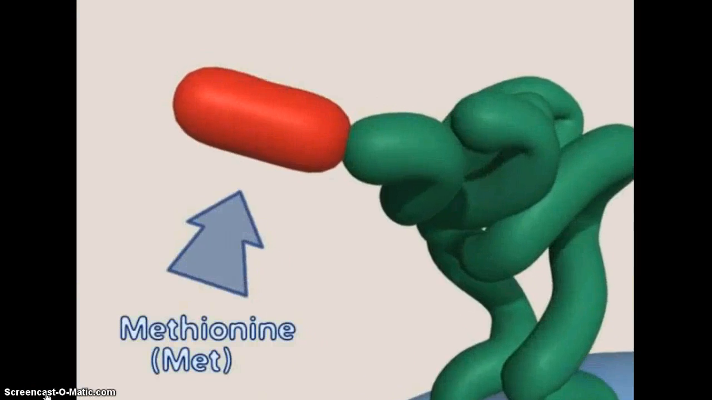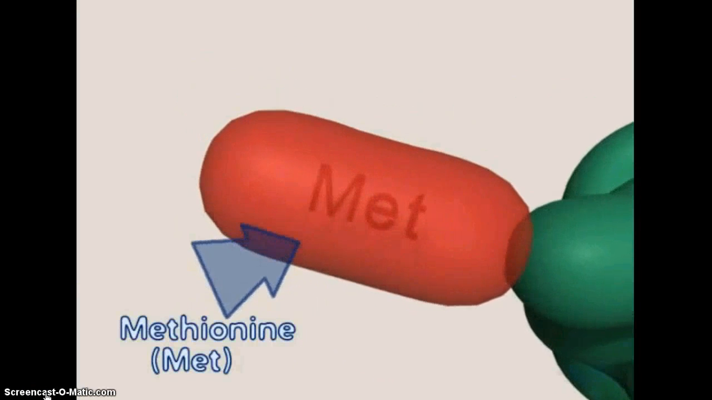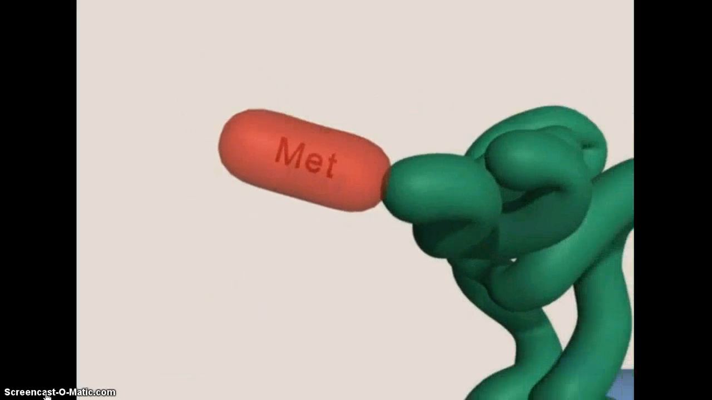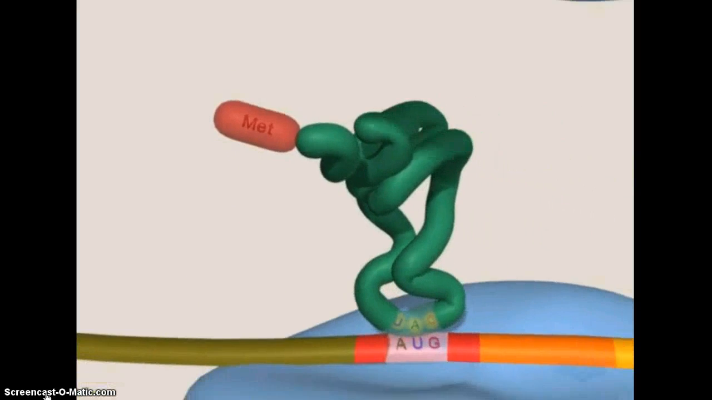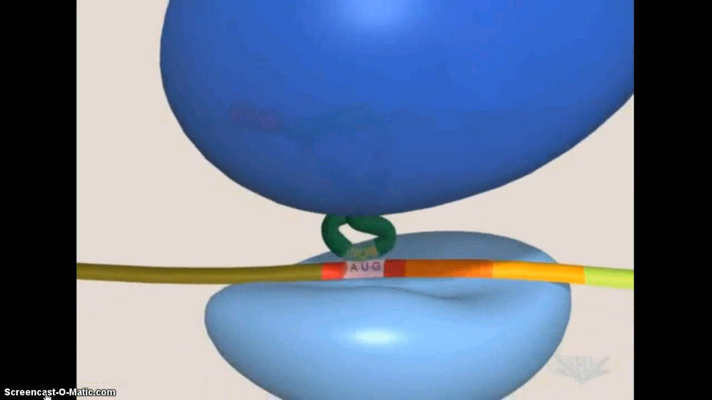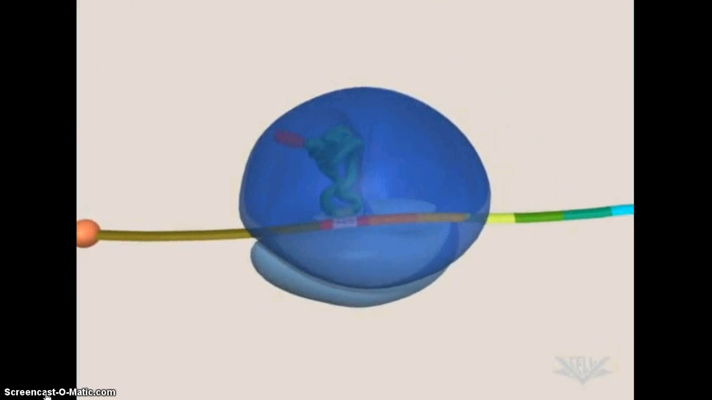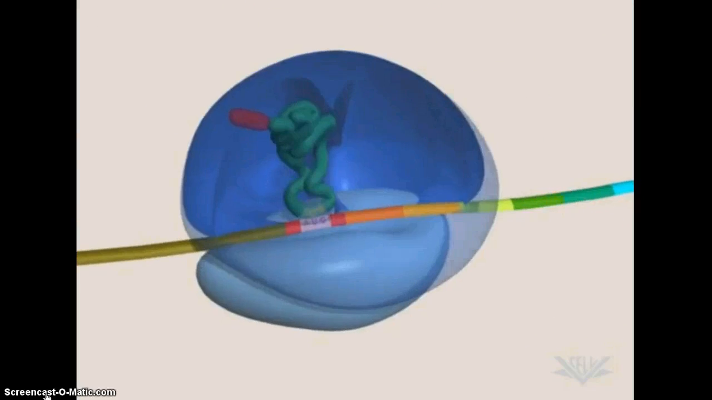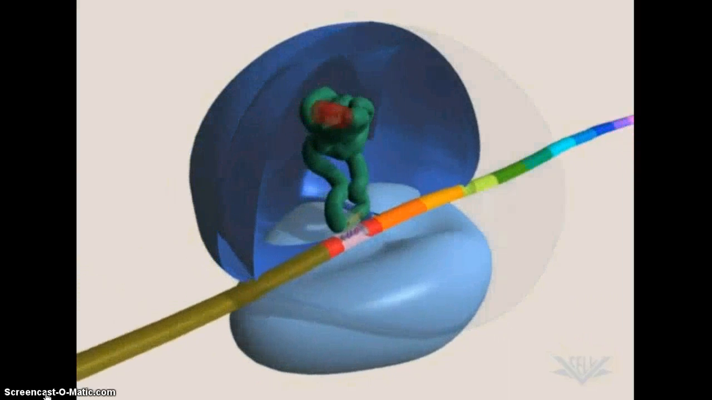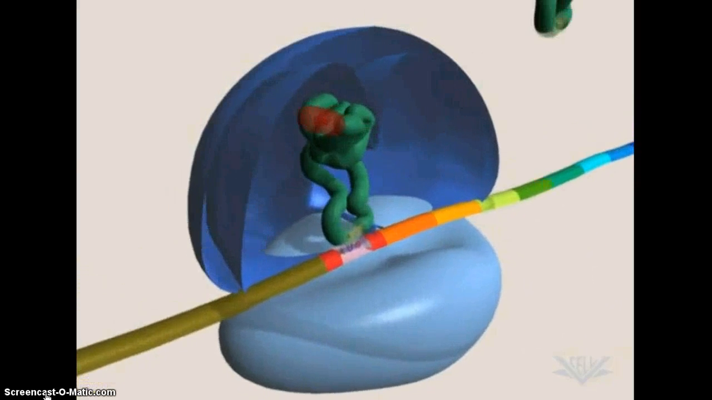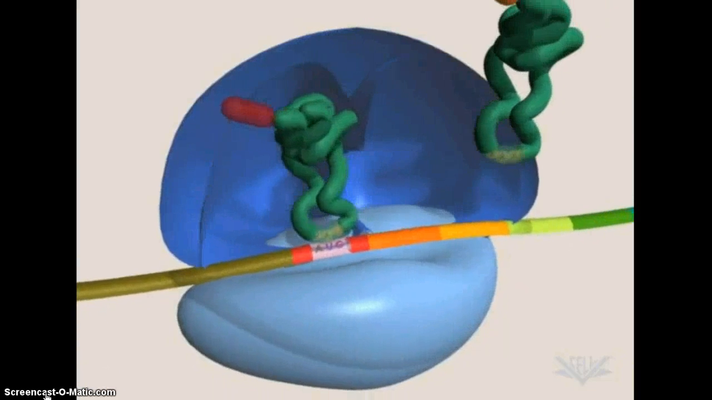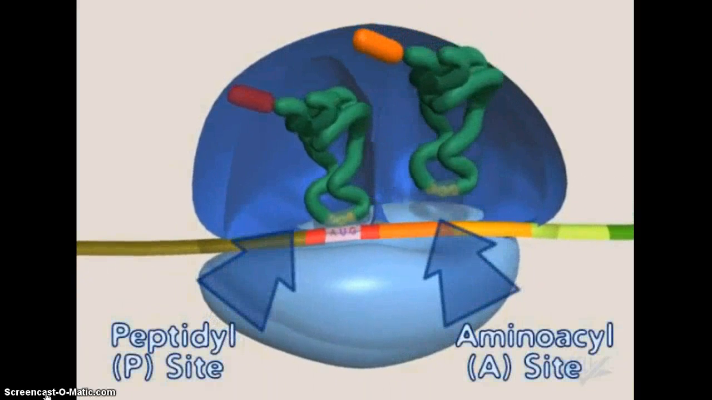Attached to the end of the tRNA is the corresponding amino acid. Methionine corresponds to the AUG codon. The large subunit of the ribosome now binds to create the peptidyl, or P site, and the aminoacyl, or A site. And you don't need to know about the sites. Simply know the process. The first tRNA occupies the P site.